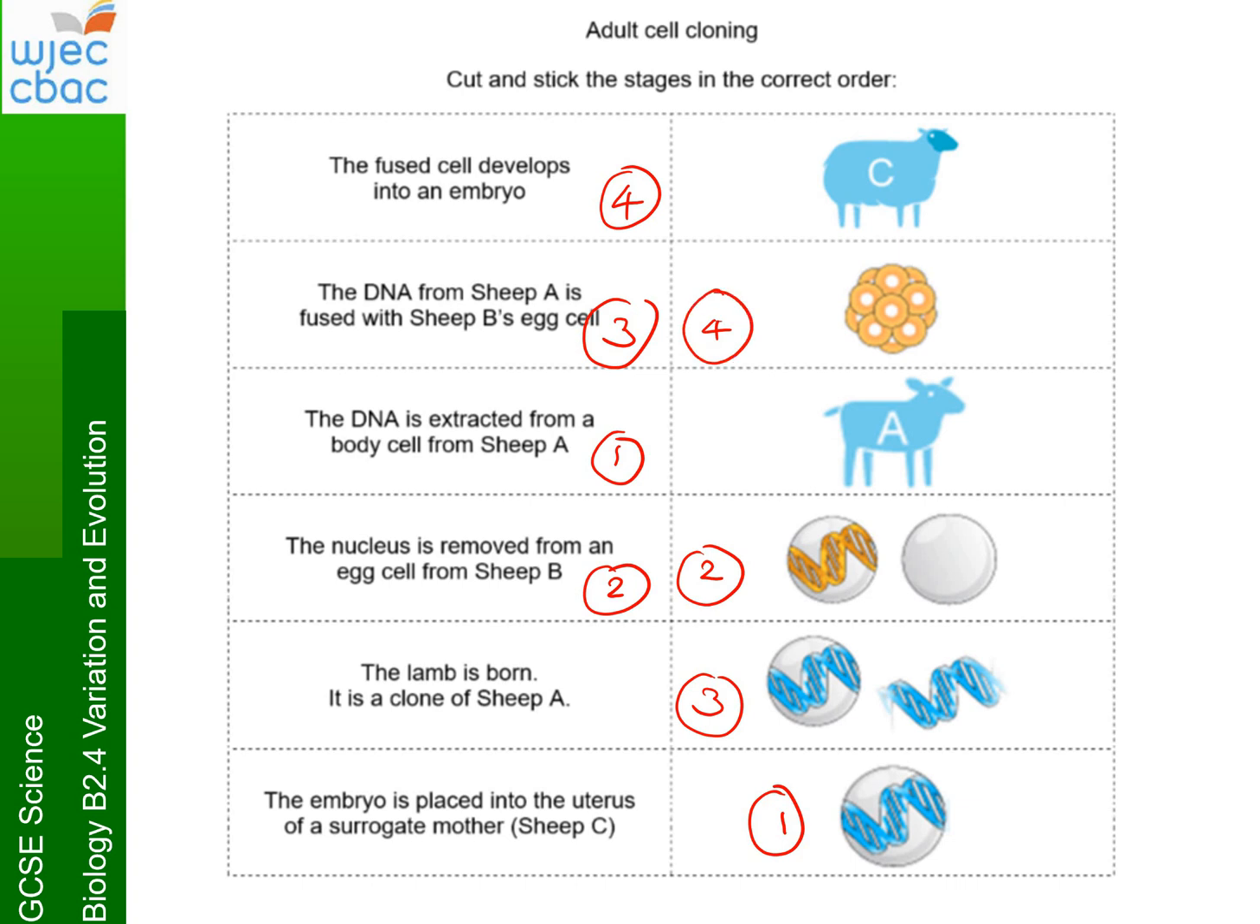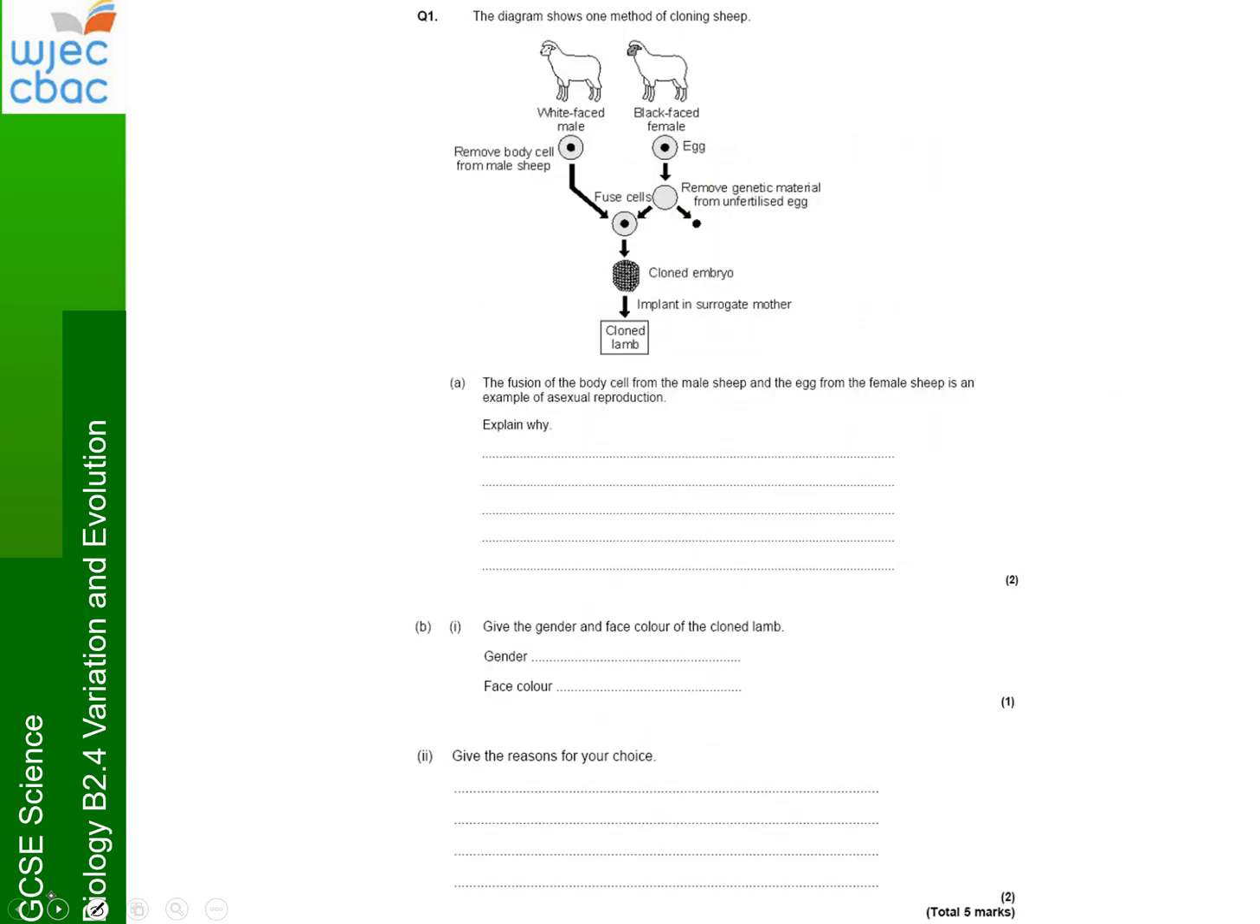Number 4 should be the fused cell develops into an embryo, and that would be this diagram here. Number 5, the embryo is placed into the uterus of the surrogate sheep, sheep C, which would be our picture here, the mum, or the surrogate mum, I should say. And the lamb is born, it is a clone of sheep A, that's this diagram here. So make sure you've got those numbers in the correct place. If you've made a mistake, don't worry, just renumber them to check you've got the correct answer.